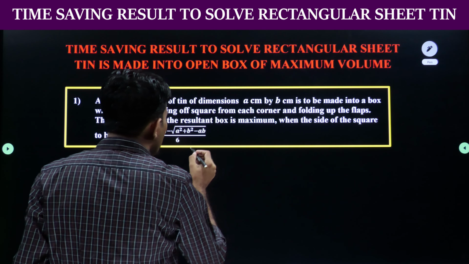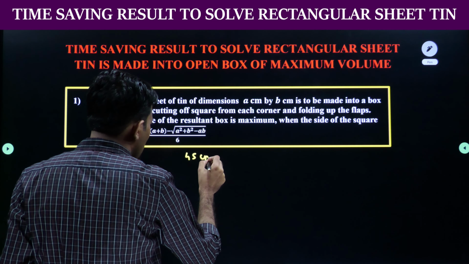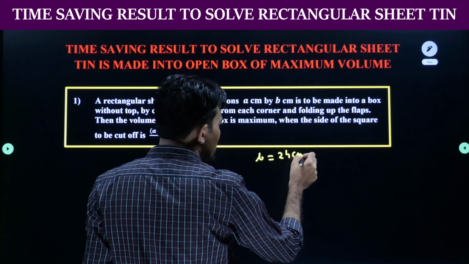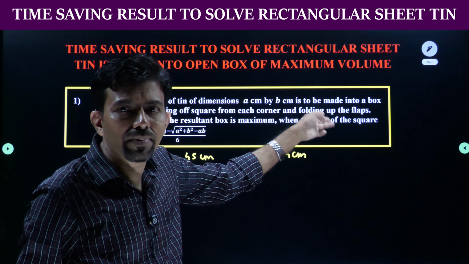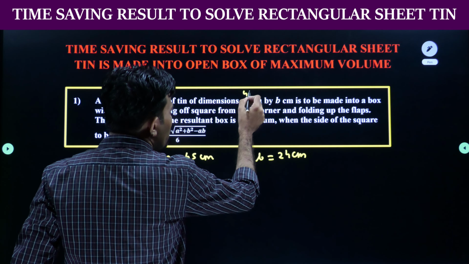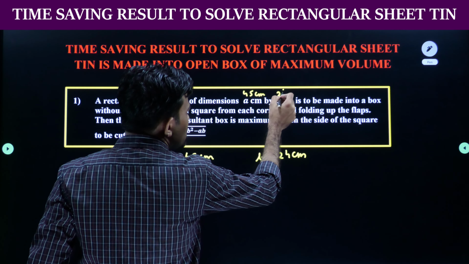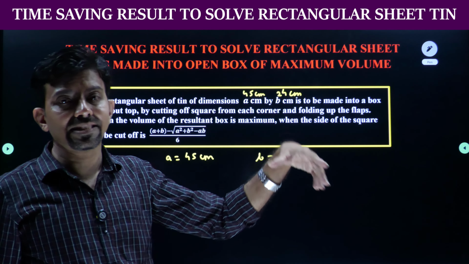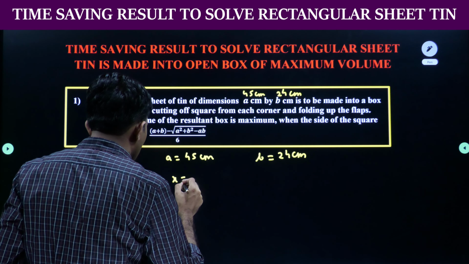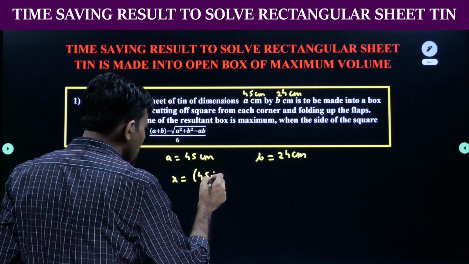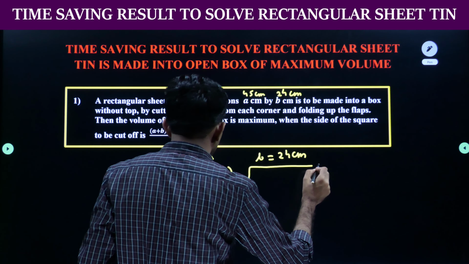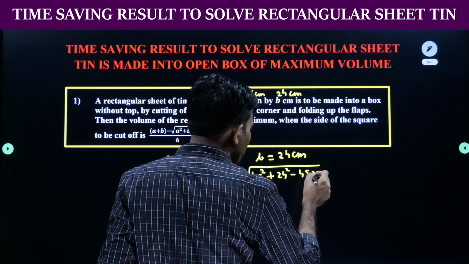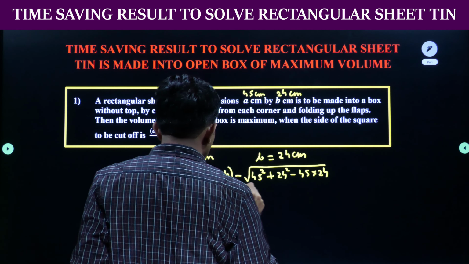Take A as 45 centimeter and B as 24 centimeter. There was a question in the NCERT book based on this. A is equal to 45 and B is equal to 24. In place of A, they gave 45 centimeter and B is 24 centimeter. What is the side of the square to be cut off when the volume of the box is maximum? So we can use this formula and get the answer. X equal to A plus B, 45 plus 24 minus root of 45 square plus 24 square minus 45 into 24, divided by 6.